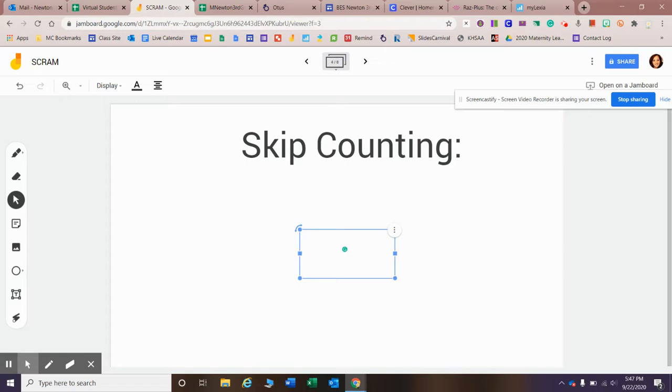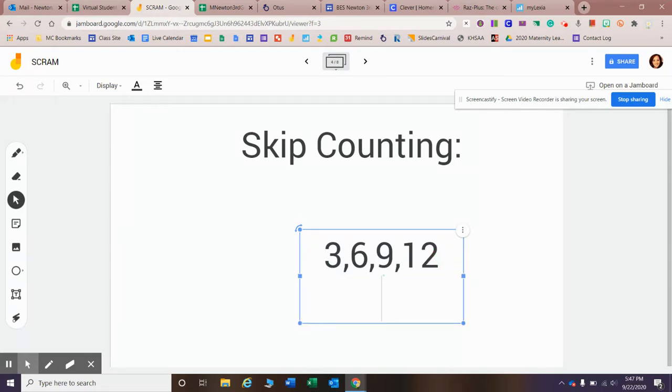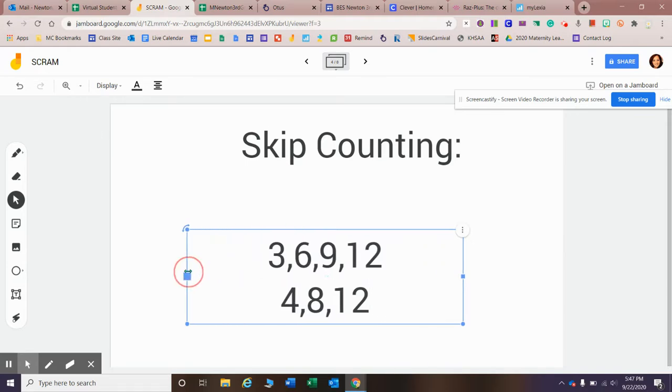Skip counting would be like if I said 3, 6, 9, 12. 4 different times I skip counted. See, 1, 2, 3, 4, and I counted up by 3 every single time. You can also count by 4. So you could do 4, 8, 12. Here's 3 different times that I skip counted, and I added 4 every single time. So skip counting could be how you solve a multiplication problem.